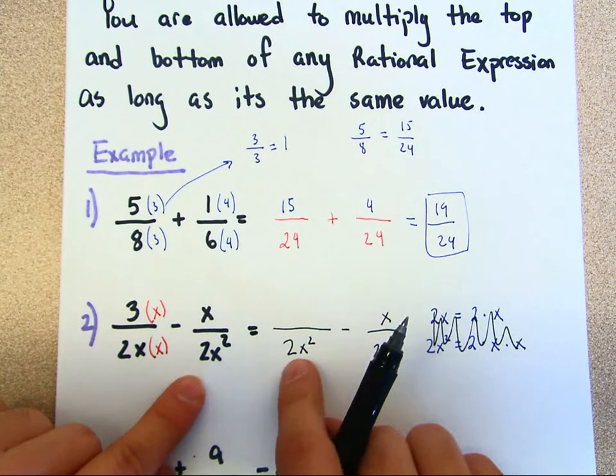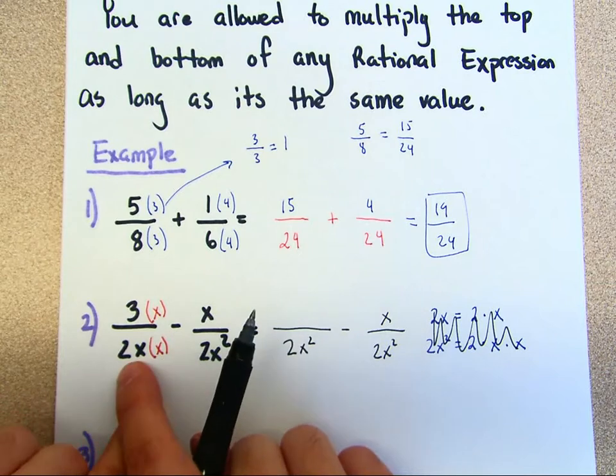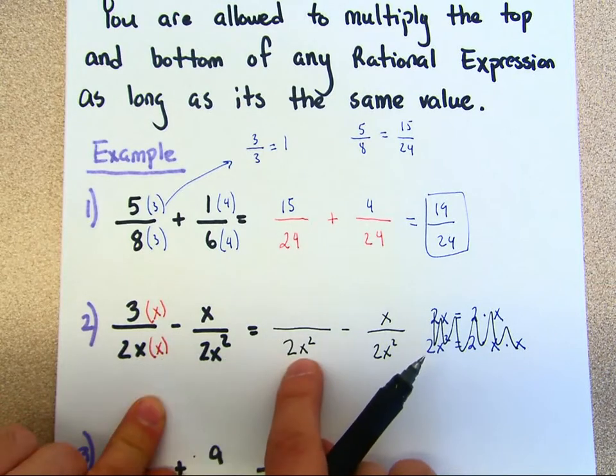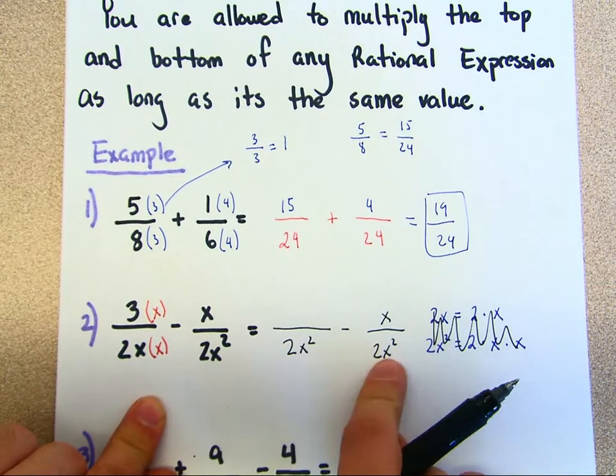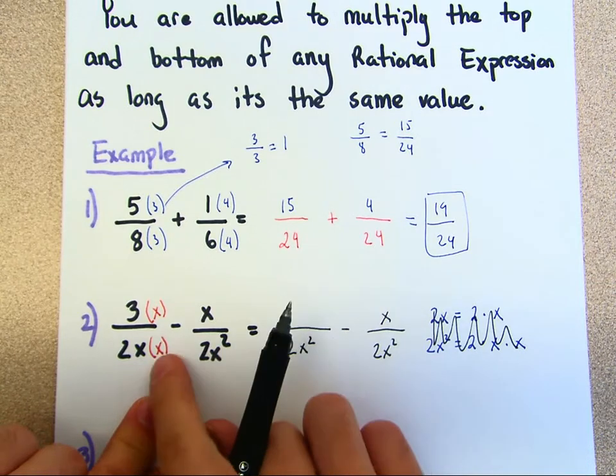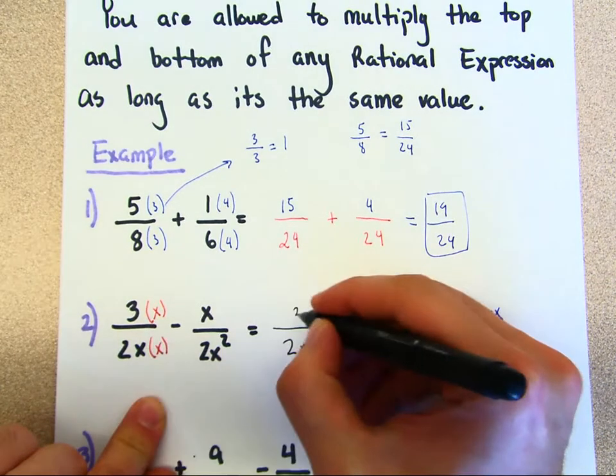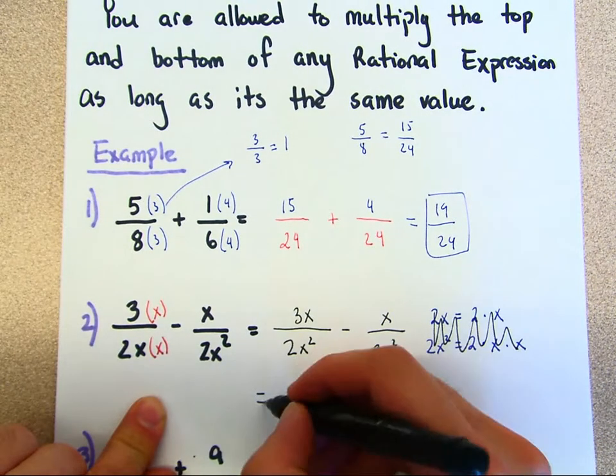But now, what did we accomplish by multiplying an x over here? This is a 2x squared. So now the denominators are the same, so we can combine it. And whatever I do to the bottom, I do to the top. So the top has to be 3x. And notice, this is what we get.